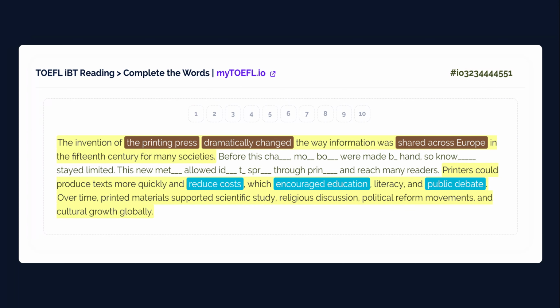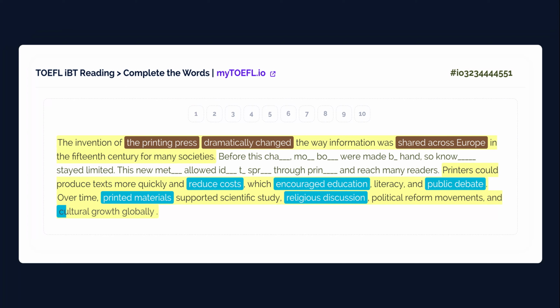As a conclusion, this sentence highlights the lasting power of printed materials. It lists diverse areas like religious discussion and reform, showing that the press affected every part of life. The phrase, cultural growth globally, signals the final emphasis on how this invention reached far beyond just one region. Now that we have the full picture of how printing changed the world, we are perfectly prepared to go back and solve the blanks in the earlier sentences.